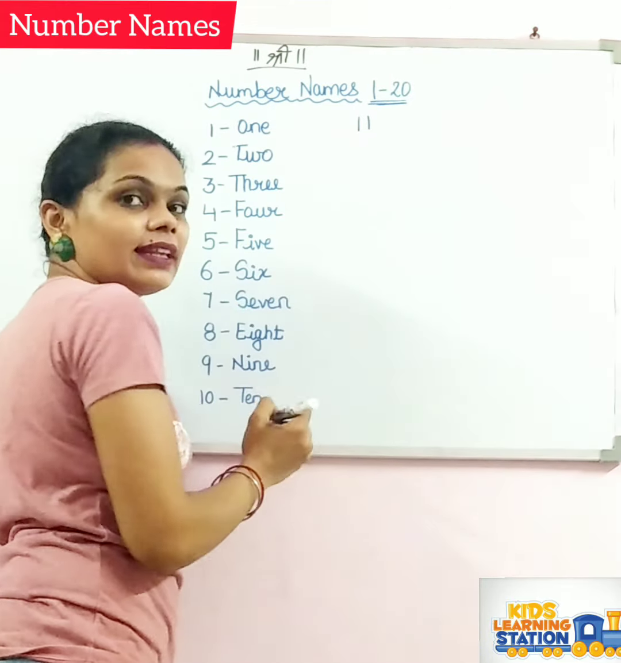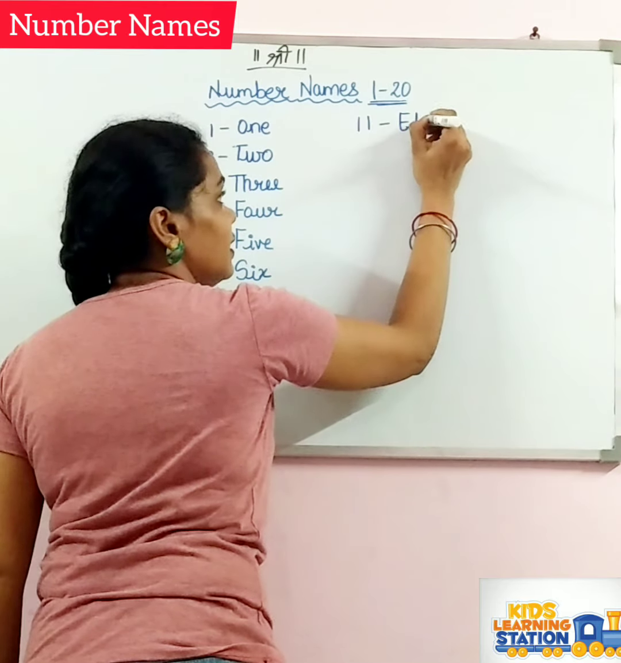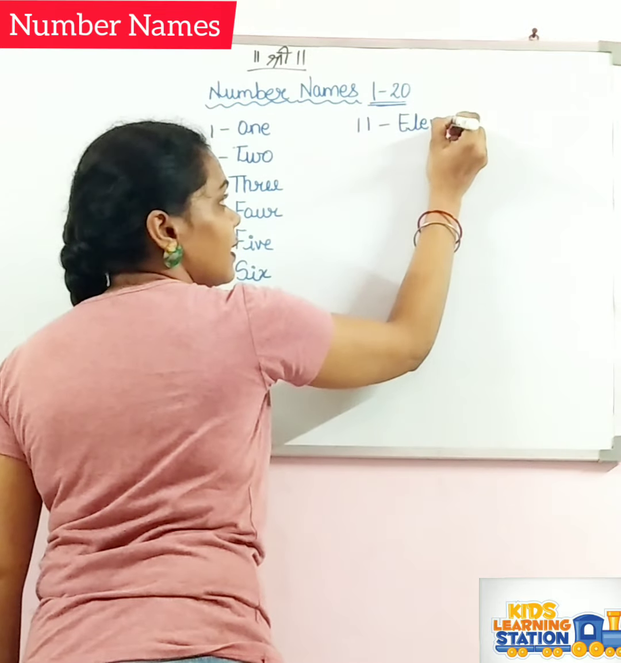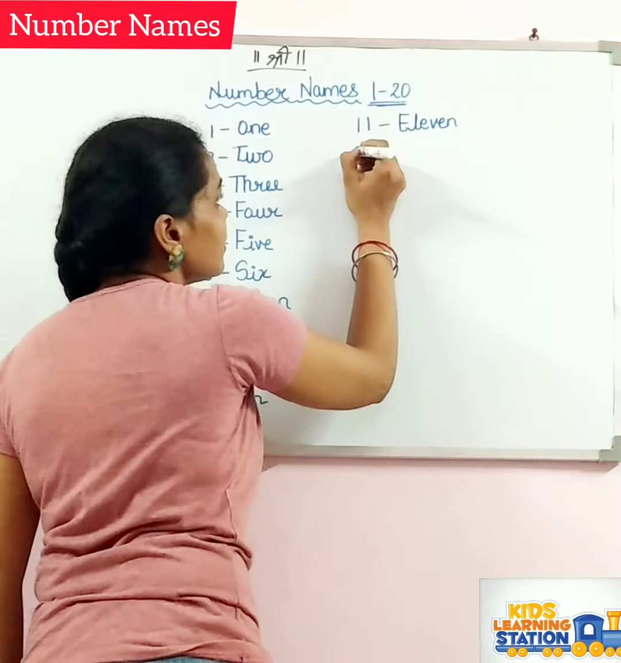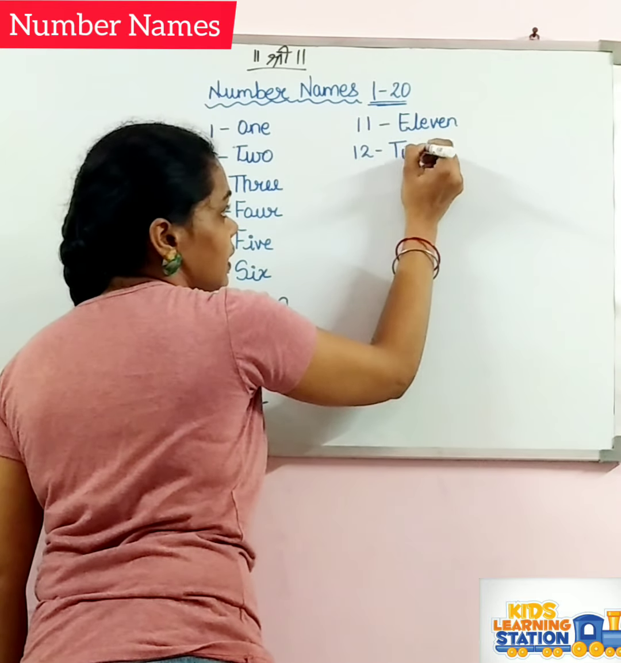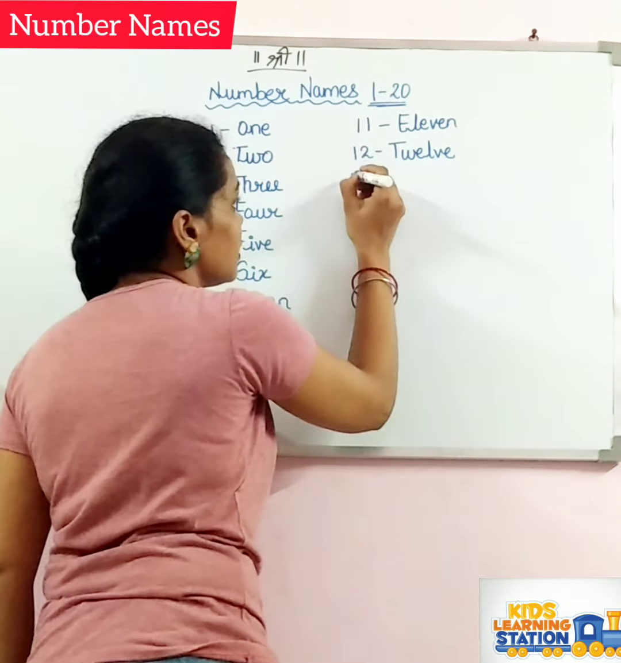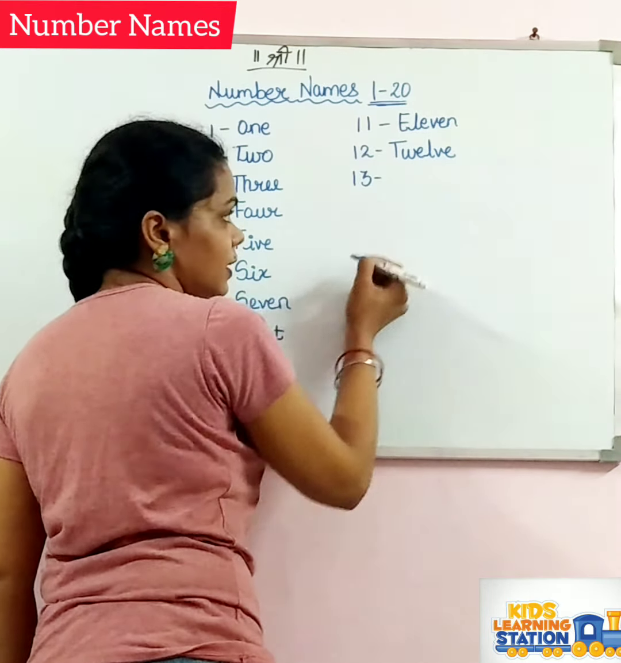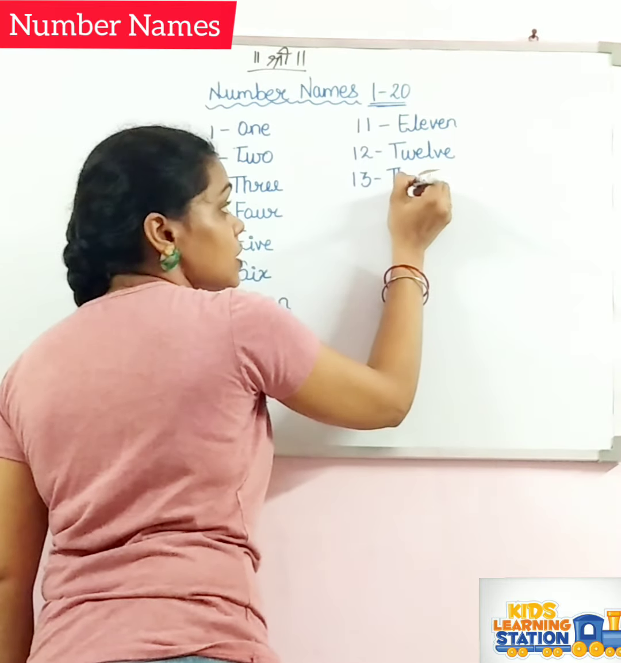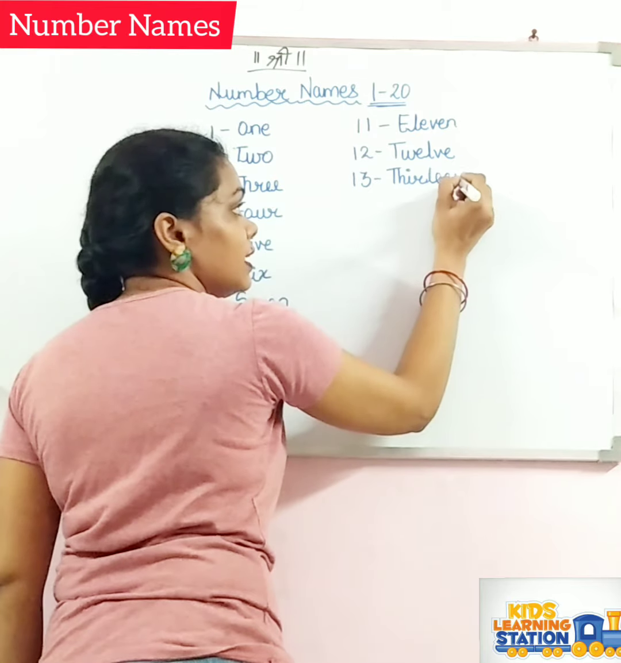11: E-L-E-V-E-N, 11. 12: T-W-E-L-V-E, 12. 13: T-H-I-R, third, T-double E-N.